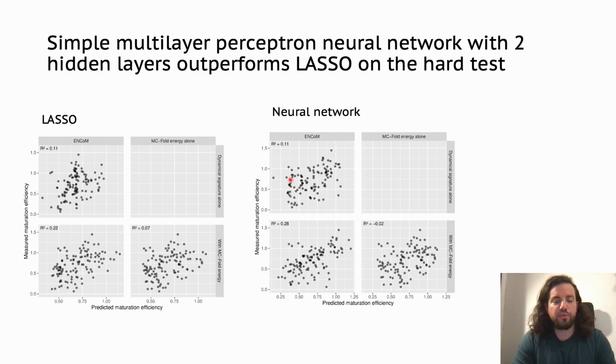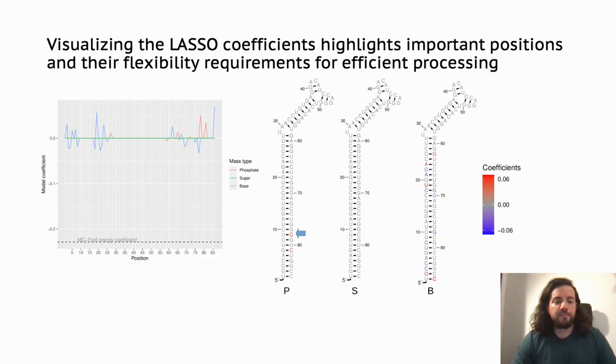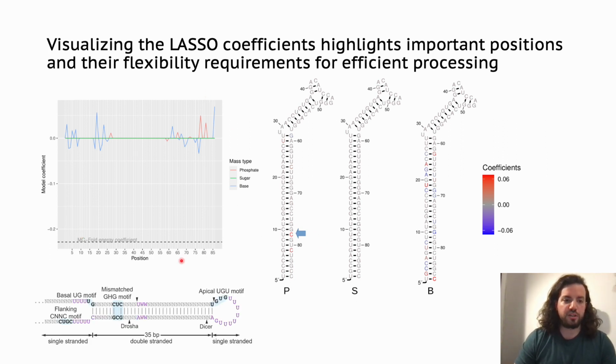Just to mention, a simple neural network can get slightly better than LASSO regression with an R squared of about 0.28. But then the advantage of LASSO is we can map back the coefficients on the structure. And so we see the coefficient for the folding energy is the biggest in absolute value, is negative, so low folding energy is favored, and then we see the dynamical patterns, and one striking pattern is the learning back of this GHG mismatch motif on the backbone.